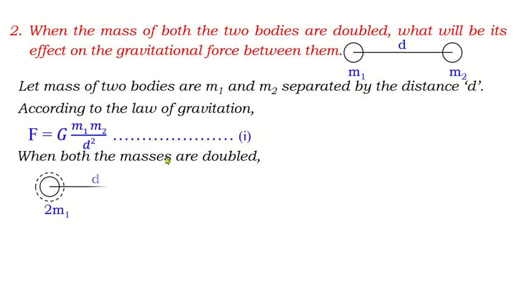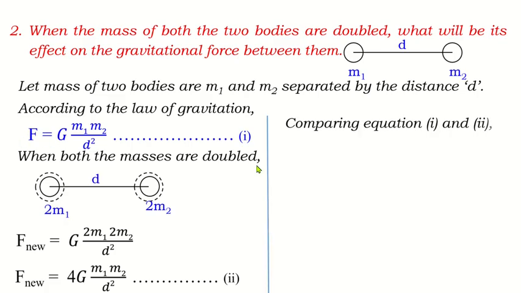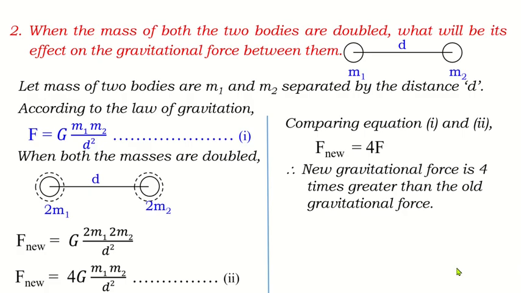It can be understood nicely with the help of this diagram. m1 is made double, m2 is also made double. Then the new gravitational force will be, instead of m1, 2m1, and 2m2. Now 2 multiplied by 2 becomes 4. That's why F new is 4 times G m1 m2 by d square. It means F new is 4 times the previous gravitational force F. So we can say, comparing equation 1 and 2, F new is equal to 4 times F. And what is our conclusion? Therefore, the new gravitational force is 4 times greater than the old gravitational force.